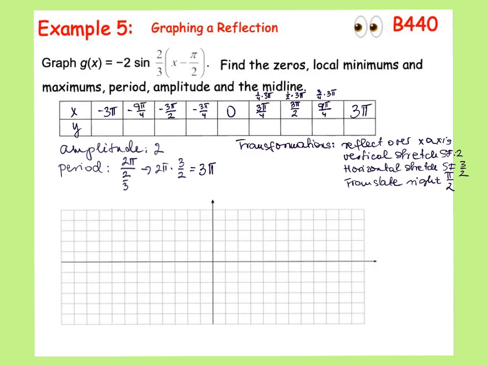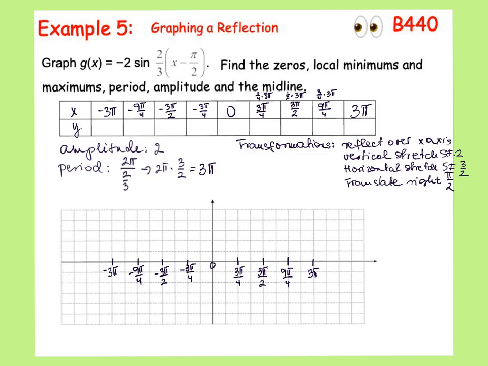So we can start labeling here. So we are going to say this is our 3 pi/4. Then this is our 3 pi/2. Then here is our 9 pi/4. And then here is our 3 pi. And so in the center we have 0, and then we have negative 3 pi/4, negative 3 pi/2, negative 9 pi/4, and negative 3 pi.